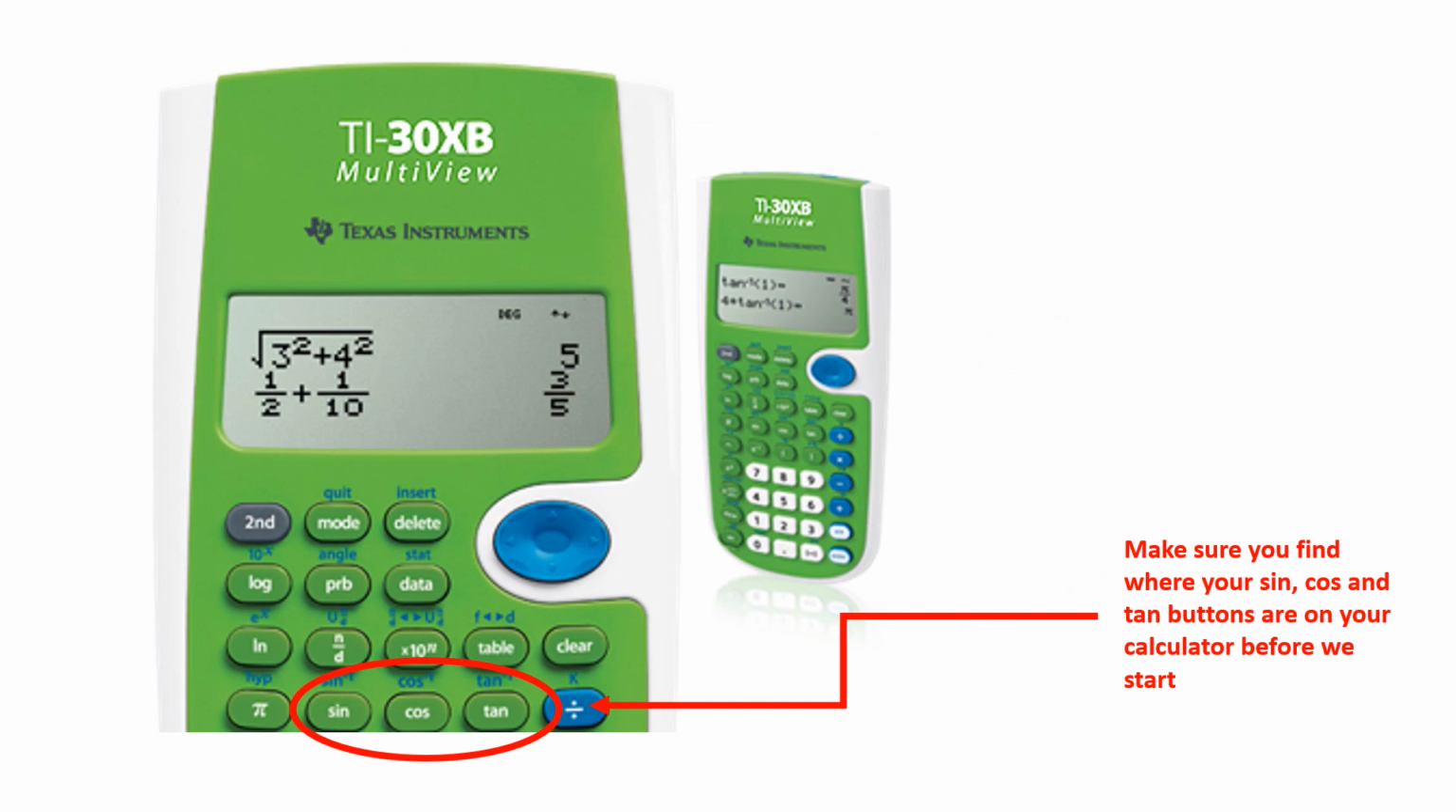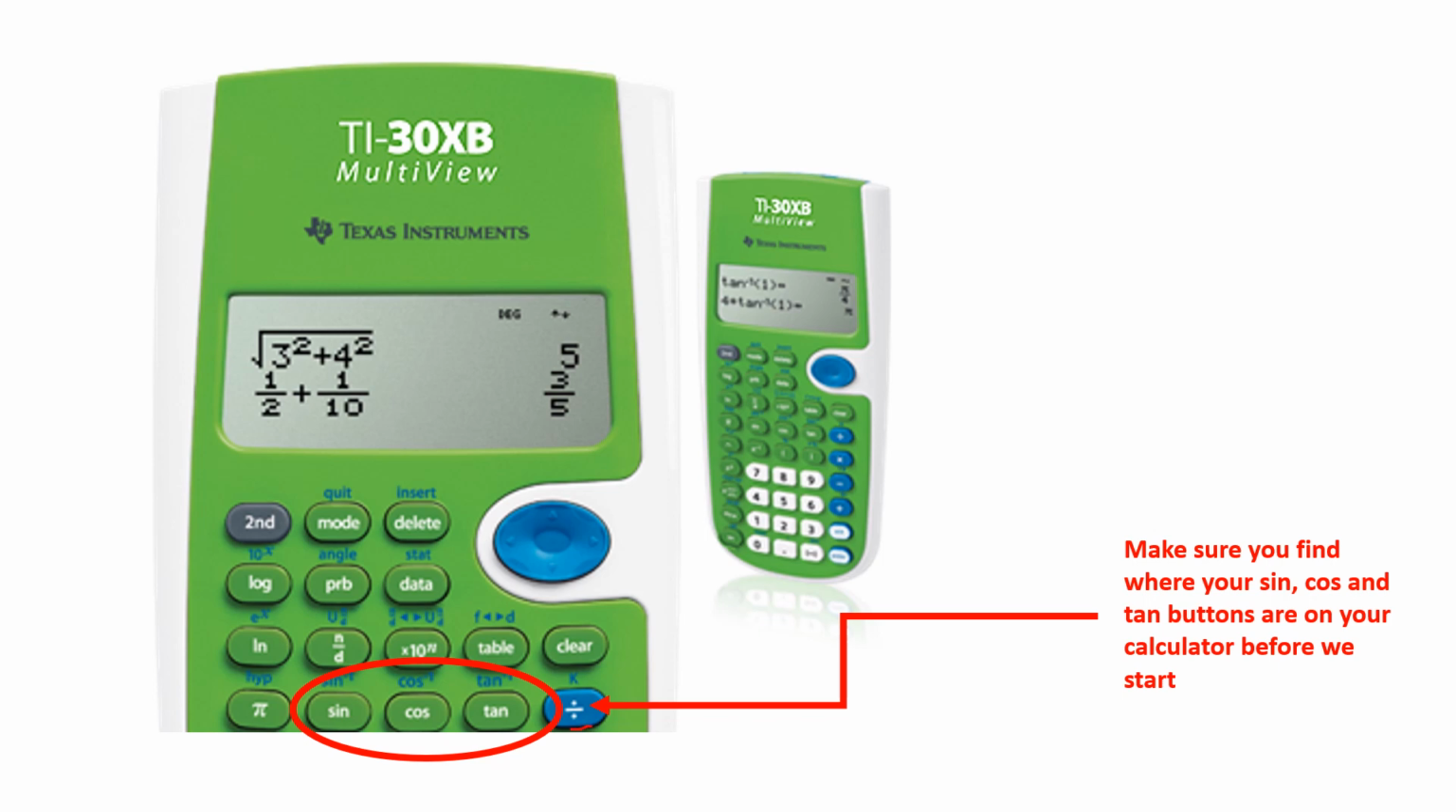Next, we need to know where to find these buttons on our calculators, because we are going to be using them quite a bit. We can see here that I've circled them on a picture. On the calculator, they're shown as sin, cos, tan. They don't use the full words. Instead of saying sin, we still call it sine because all we've done is drop the E. So it's sine, cos, and tan on our calculator, and it's right next to the divide symbol.